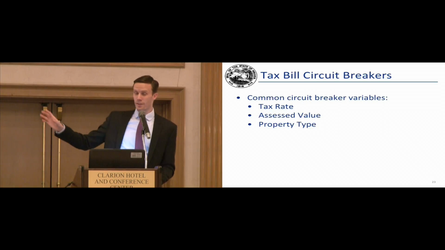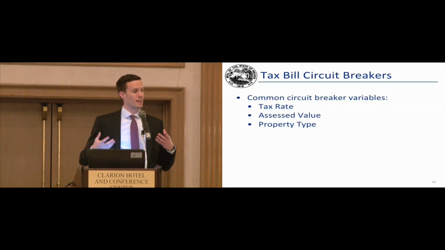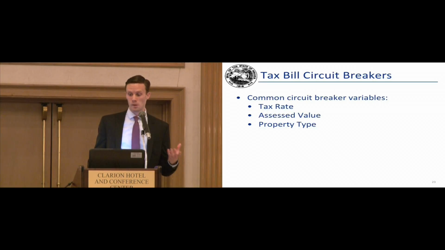So these are the three that I tend to think about most commonly if we're trying to identify the factors in what somebody's circuit breaker credit is, or if trying to talk conceptually with a taxpayer looking to understand what circuit breaker credits are. Three really common variables are tax rate, assessed value, and of course property type, because we're going to be looking at commercial properties differently than homestead properties like we've been doing so far.